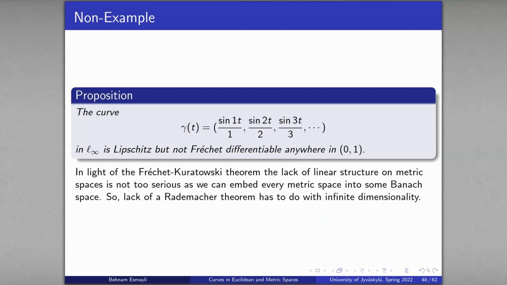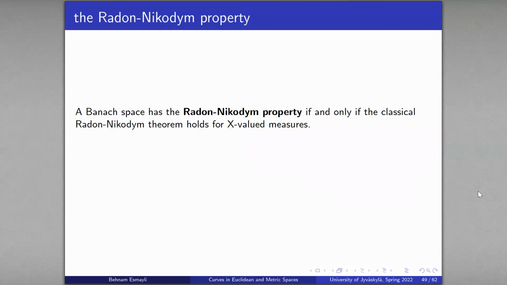Okay, that's our counterexample. Now we want to see, on the other hand, we saw that we have metric differentiability almost everywhere. So is there something in between? Can we do a little bit better than just metric differentiability? And the answer to this has been found.